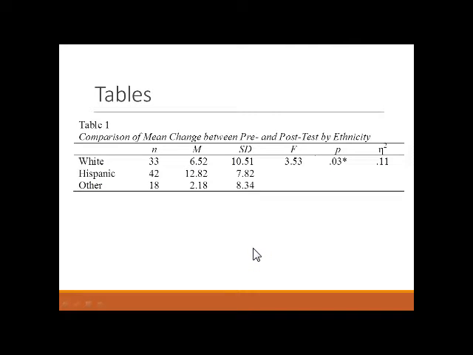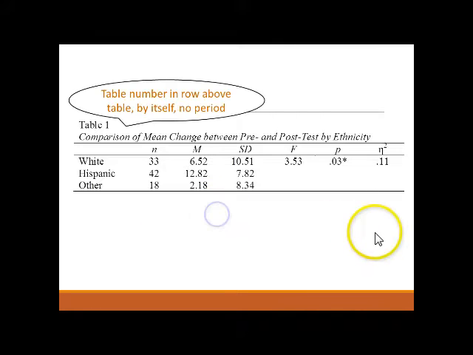In terms of tables, the table that you see right here complies with APA, and I'm going to point out all of the things that are important to keep in mind when constructing tables. So first off, table numbers appear in a row by itself above the table, not in italics, not bolded, no punctuation. The T in table is capitalized.